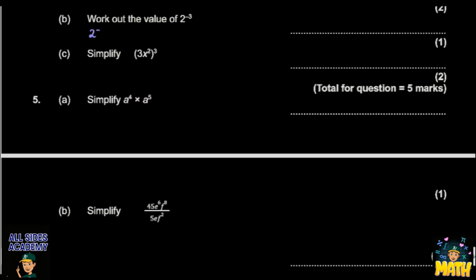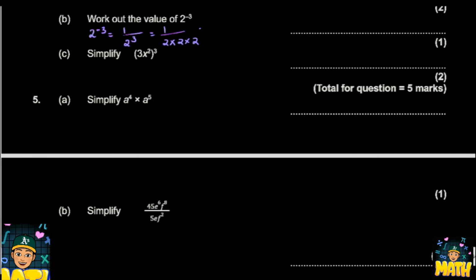Work out the value of 2 to the power of -3. Negative gives us a reciprocal. Remember that. So that's 1 over 2 times 2 times 2, which is 1 over 8. And that's our answer.